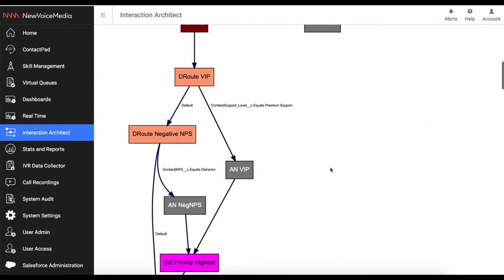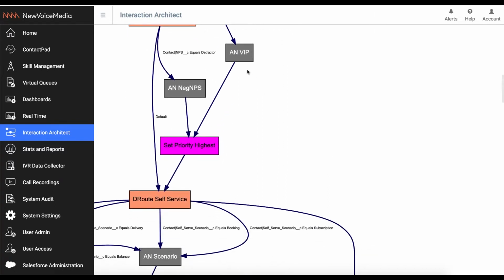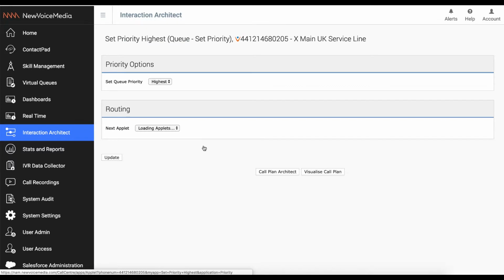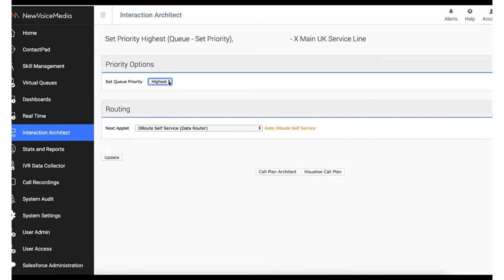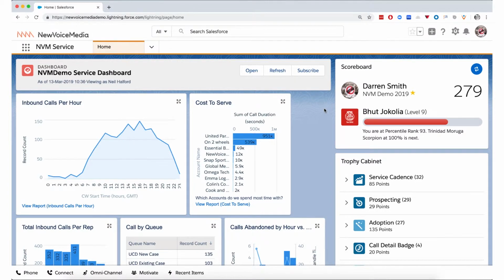Then we can adjust the call priority in our queuing environment, ensuring customers are given the highest priority, then routing them to the most appropriate agent to handle their situation. In this situation, our priority call is routed to the best available agent to help Dave immediately.